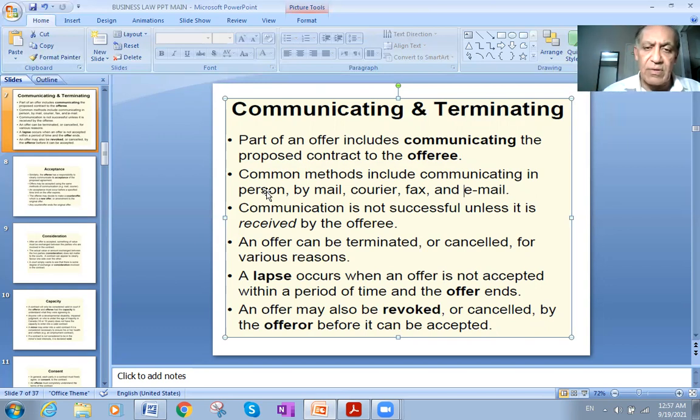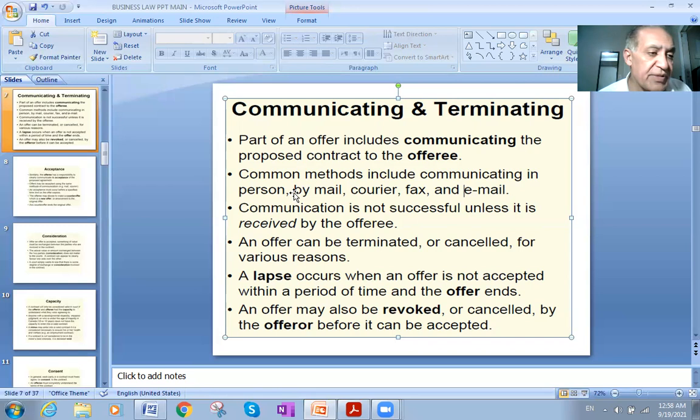Or common methods include communicating by mail, courier, fax, and email. Those are the ways. I will send you an email that I have a house and I want to sell it. Or by fax, or by courier, I will send you pictures of the house. Or by regular mail. So all these are ways to communicate with you as the offeree. I'm the offerer, the one who has the thing I want to sell, and you are the offeree, who will accept or not accept later on.